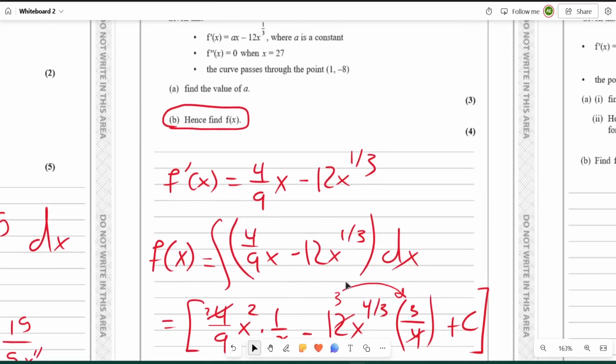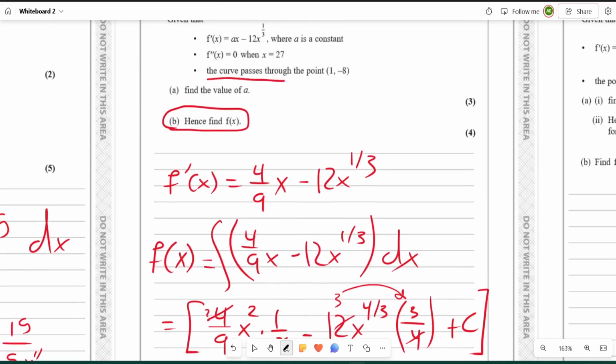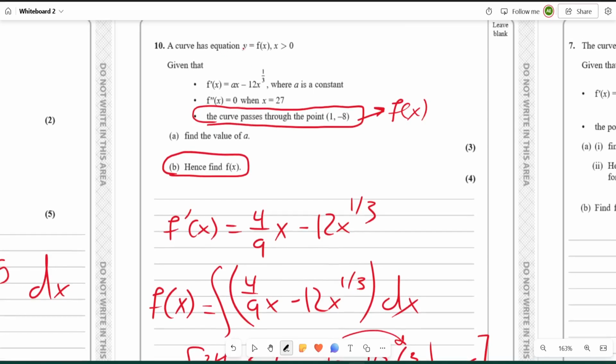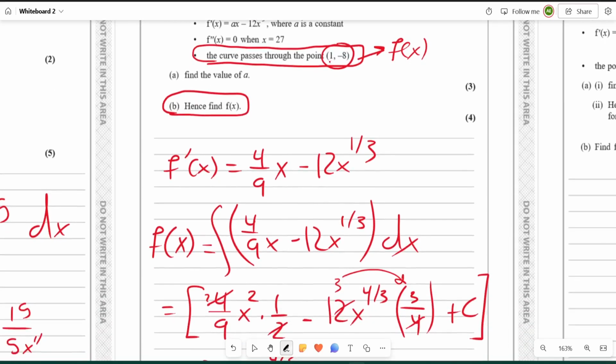Okay, so how do I do that? It's from this third information piece over here. It tells me that the curve passes through the point 1 and minus 8. So the curve, it's talking about f of x, okay? The curve, which is this curve, y equals f of x. So f of x passes through this point. That means that when x is 1, y is minus 8.